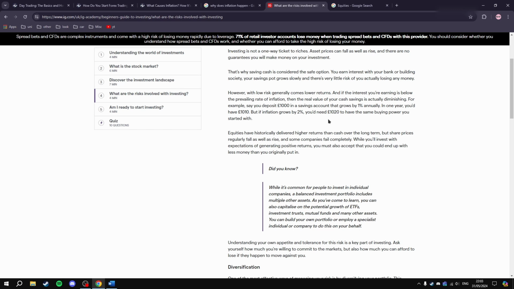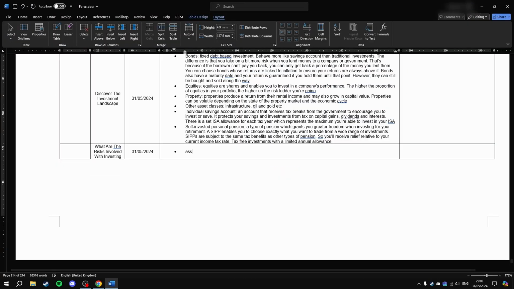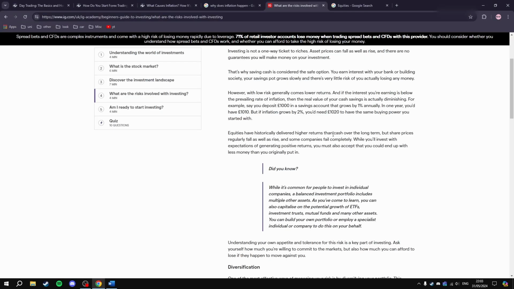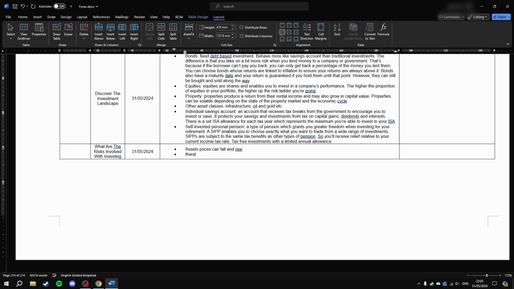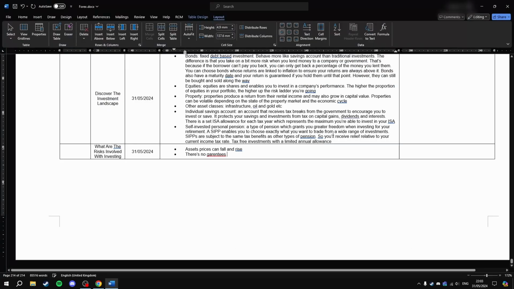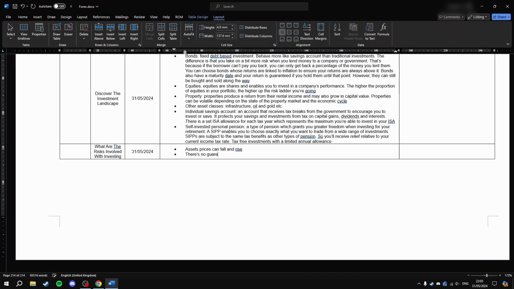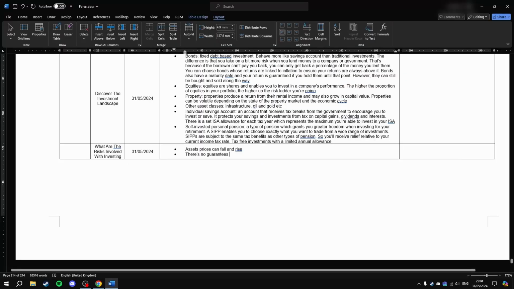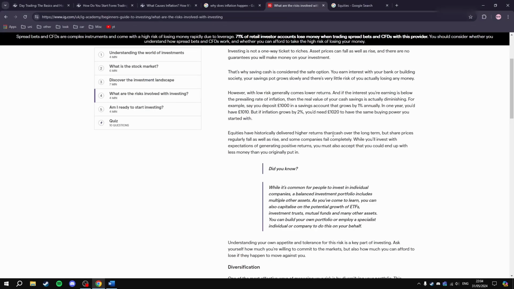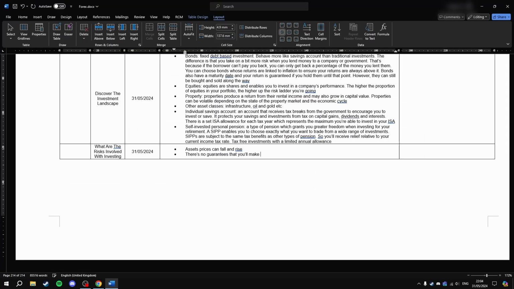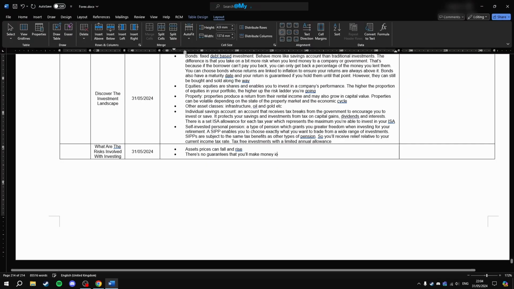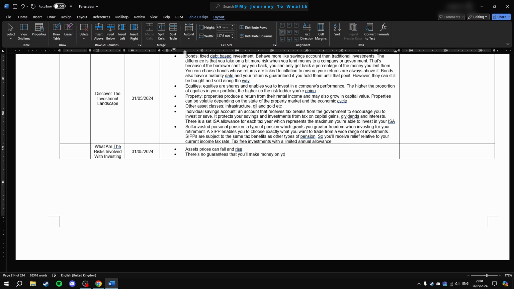Right, okay. So asset prices can fall and rise. There are no guarantees that you'll make money on your investment.